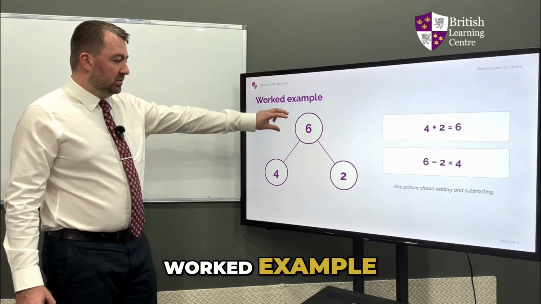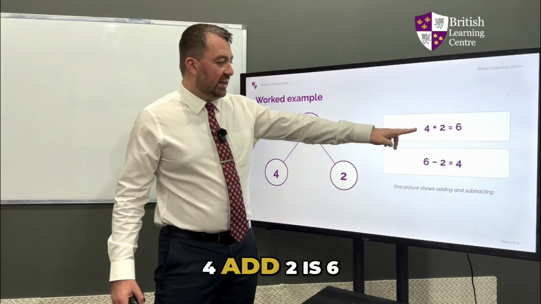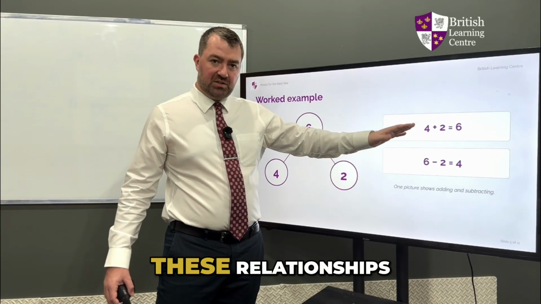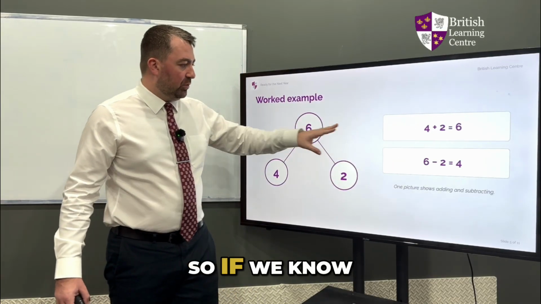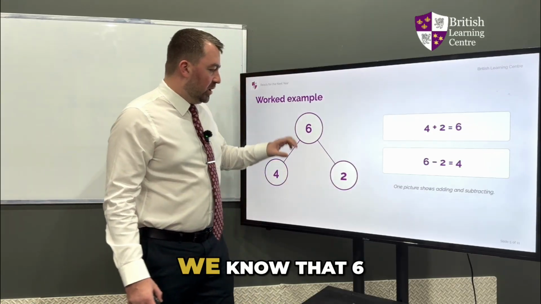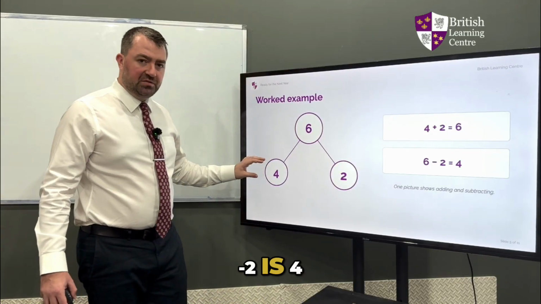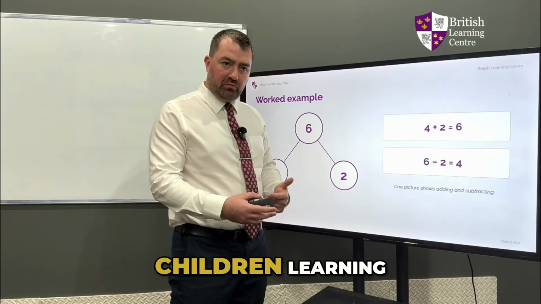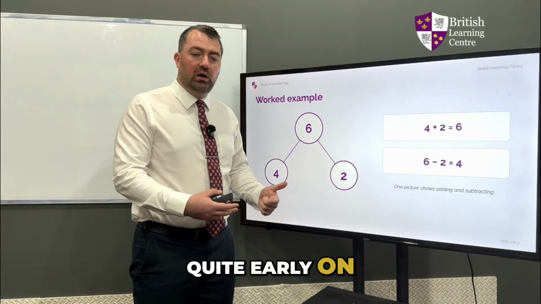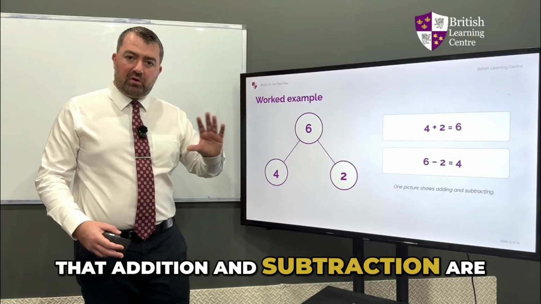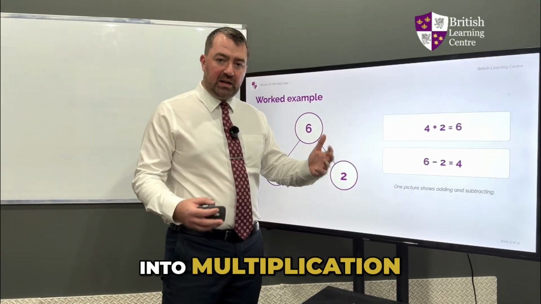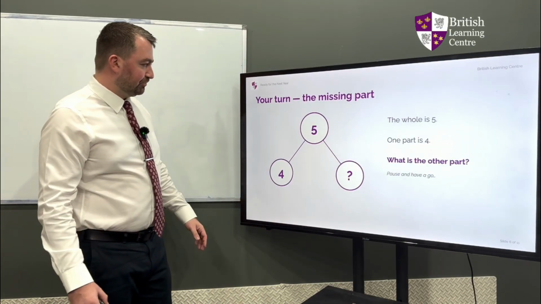Worked example, 6 being the whole, 4 add 2 is 6, but also introducing the children to these relationships, okay? So if we know that 4 add 2 are 6, we know that 6 minus 2 is 4. So doing the inverse between the operations, children learning quite early on that addition and subtraction are linked as inverse operations. That will then lead into multiplication and division being exactly the same.